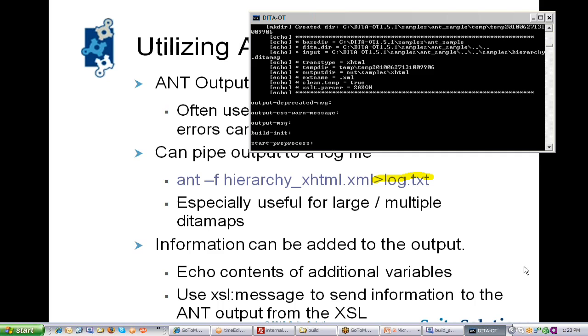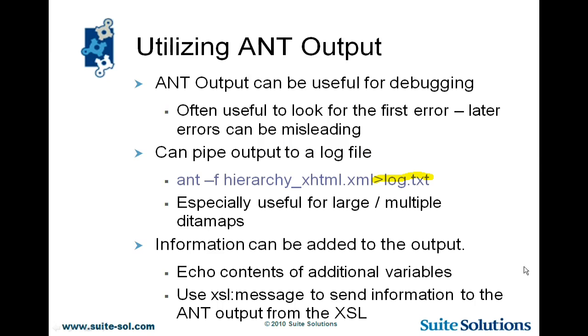If you're working from XSL, you can use the XSL message element that will also send you information to the ANT output from the XSL for debugging purposes. So this last bit was a little bit more advanced. If you're not doing in-depth customization, it's probably not so relevant right now. But if you are, I just wanted to mention them as helpful hints for how to make the ANT processing work for you and help you with your debugging goals.